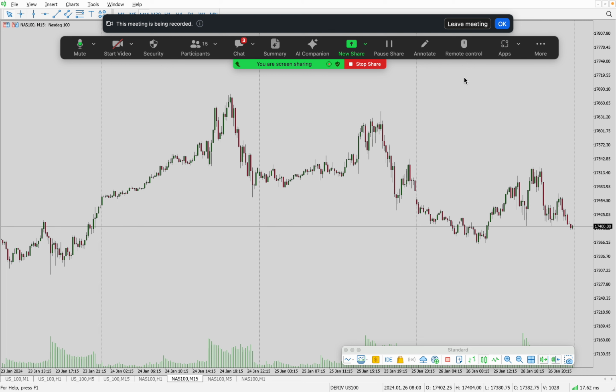Okay, so essentially what this means is for you to trade price action, you need to identify the high. This is for when you are selling, and the low. This is for when you are buying.